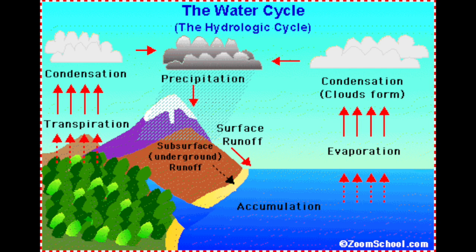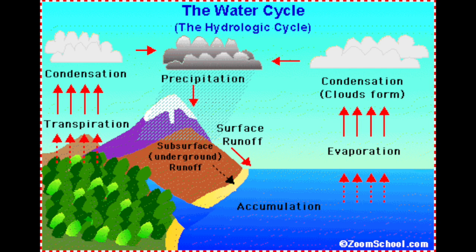As we know, accumulation is the large bodies of water on Earth's surface. This can be anything from an ocean to a lake, a river, any large body of water on Earth's surface. From here, this water is evaporated. When evaporation occurs, the accumulation of water is changed from a liquid form to a gas form, and then forms the clouds in the sky through condensation.